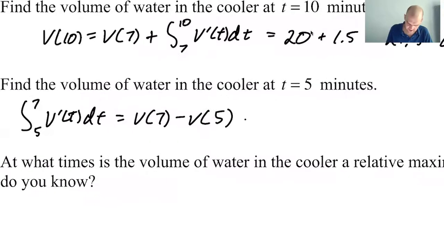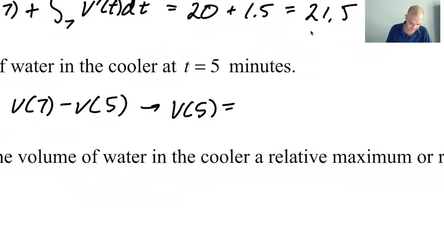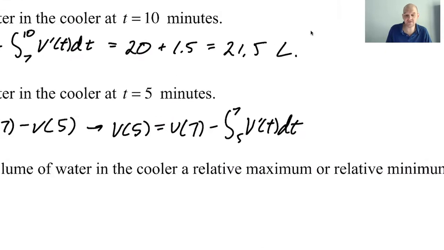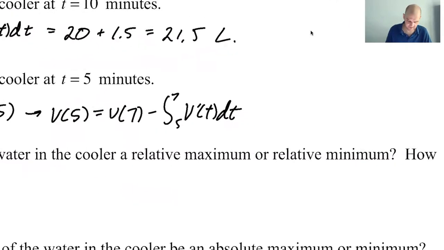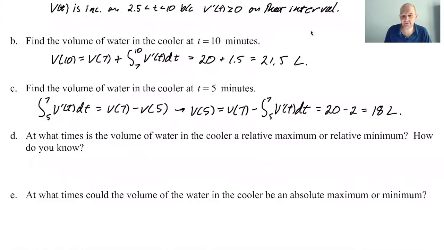So then if I solve this for v of 5, I'm basically adding this to both sides and subtracting this. So v of 5 should be equal to v of 7 minus the integral from 5 to 7 of v prime of t dt. So you can rearrange these things. It's all based on displacements. Think about displacements. So this will be 20 minus, I think we said 2, so 18 liters. All right, so that's a big idea. It's important, and you want to make sure you understand that because it comes up a lot.